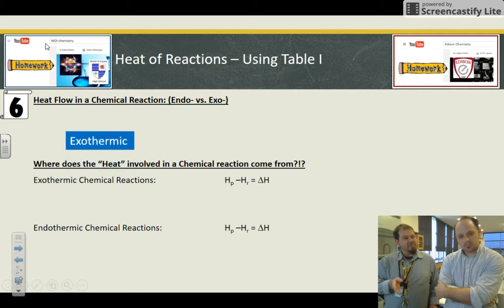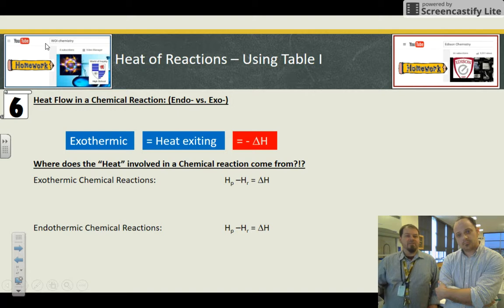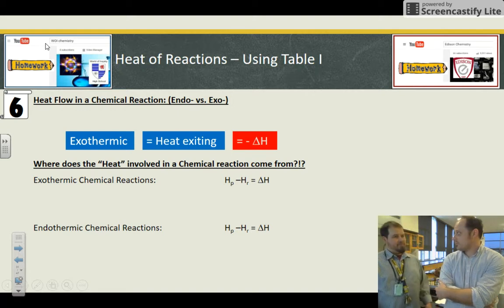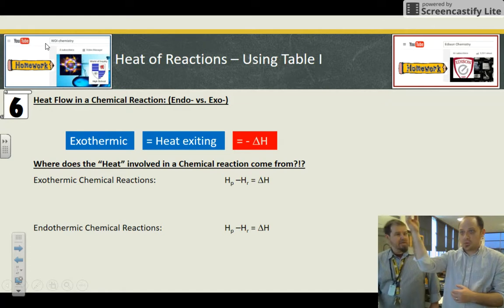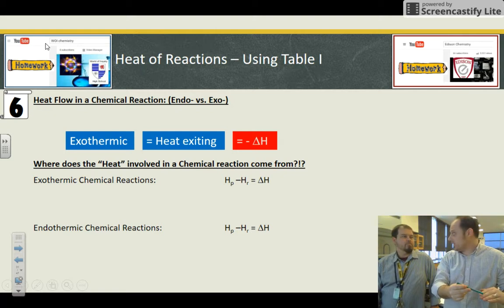Exothermic is the one I think of easily, because exo sounds like exit. Heat is exiting, and so I have a delta H exiting the room. Like when I have students exiting my room, all of a sudden I have fewer students. So heat exits, I have less heat. The reactants have higher energy than the product, so the heat that they release leaves.